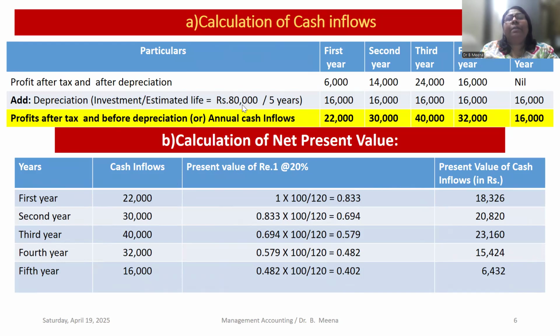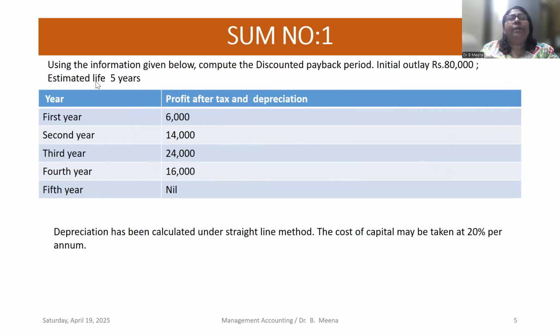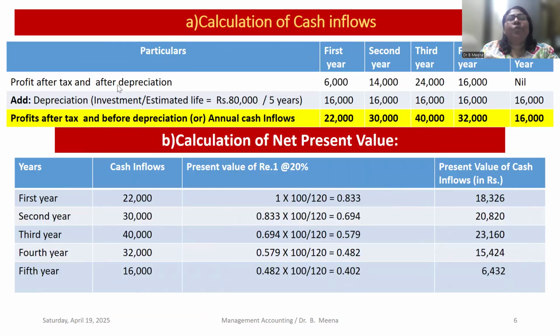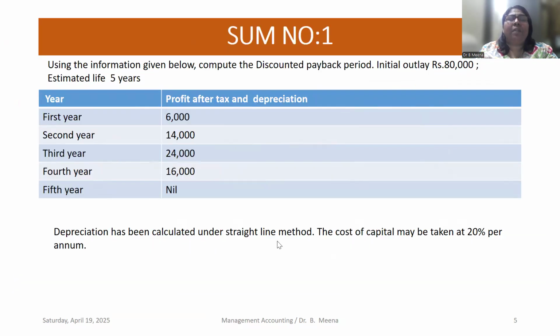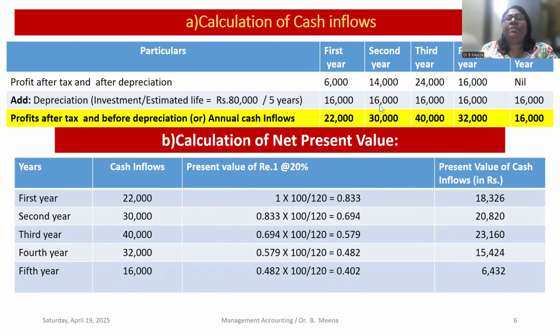How do I calculate the depreciation? The investment cost given is 80,000 and the estimated life is 5 years. So we can do this calculation to get the depreciation for all the years, because it is given as the straight line method. All the years of depreciation are the same, so 16,000 for all five years. Then we add the depreciation, that is the annual cash inflows, which is otherwise called profit after tax and before depreciation.